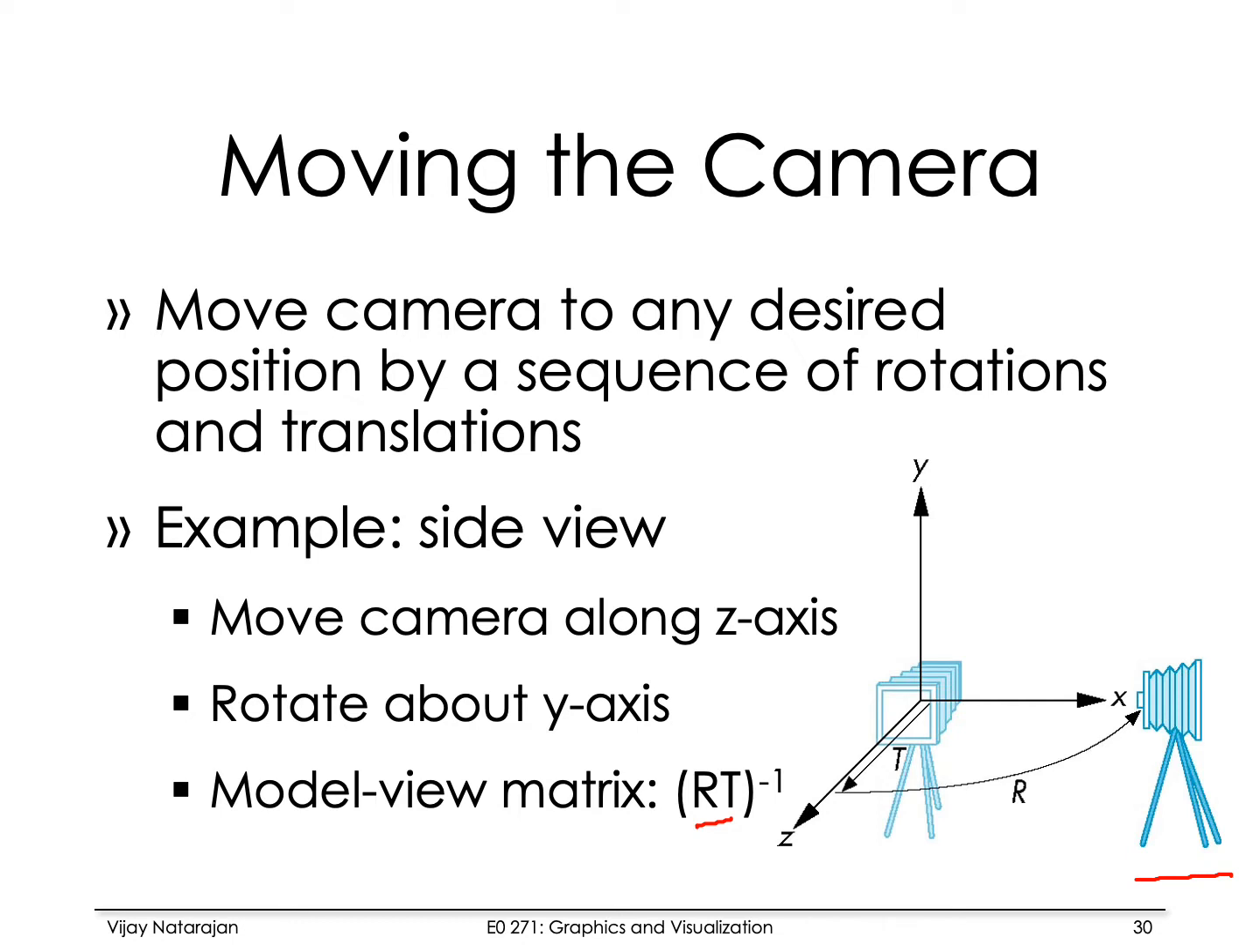However, note that the transformation that needs to be applied on the objects is the inverse of this. So the model view matrix, which is what we care about, is applied on every vertex of the object. So the model view matrix is written as (RT) inverse. So in this simple case, one can write down the model view matrix. But you can imagine that positioning the camera can quickly become a difficult task if you would want to write down this matrix explicitly every time.